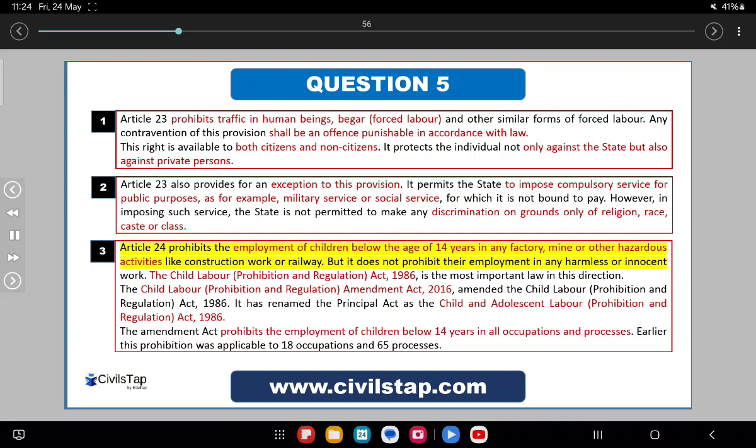mine or other hazardous activities like construction work or railway. But it does not prohibit their employment in any harmless or innocent work. The Child Labour Prohibition and Regulation Act, 1986, is the most important law in this direction. The Child Labour Prohibition and Regulation Amendment Act, 2016, amended the Child Labour Prohibition and Regulation Act, 1986. It has renamed the principal act as the Child and Adolescent Labour Prohibition and Regulation Act, 1986. The Amendment Act prohibits the employment of children below 14 years in all occupations and processes. Earlier this prohibition was applicable to 18 occupations and 65 processes.